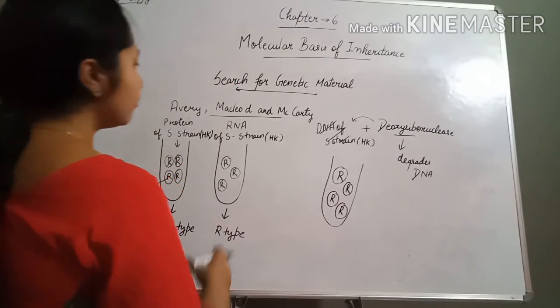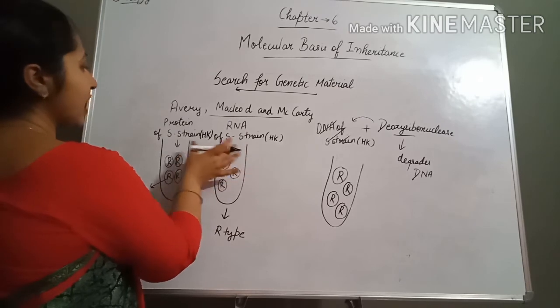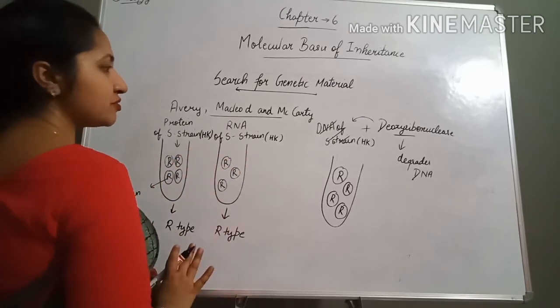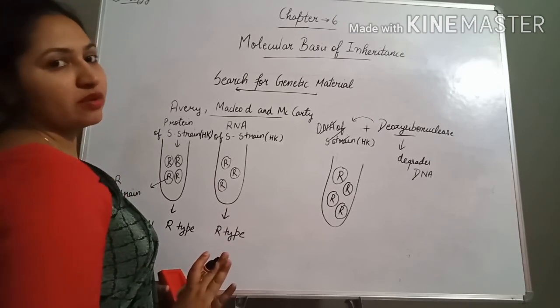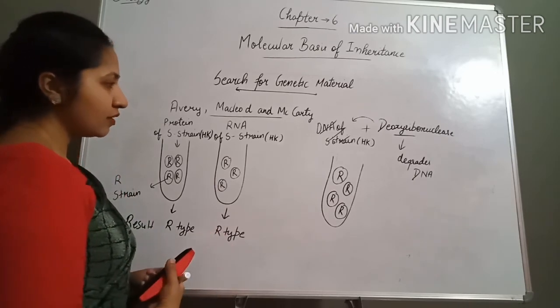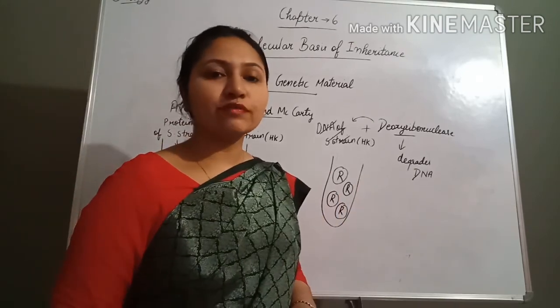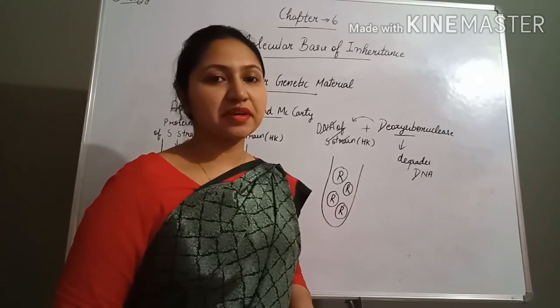And when he added the RNases and the proteinases here, no change occurred, meaning the R strain remains the R strain only. Now I think this experiment is clear to all of you, that DNA is the genetic material.